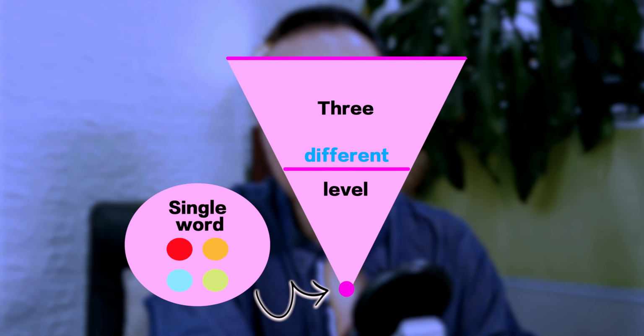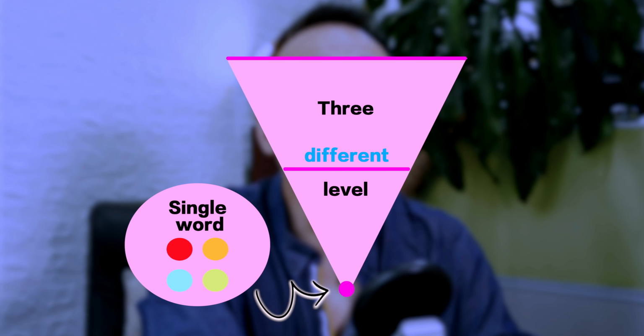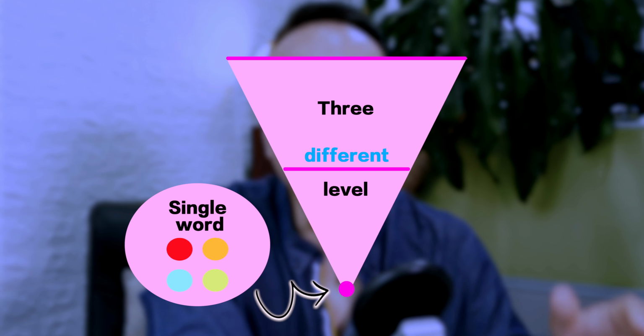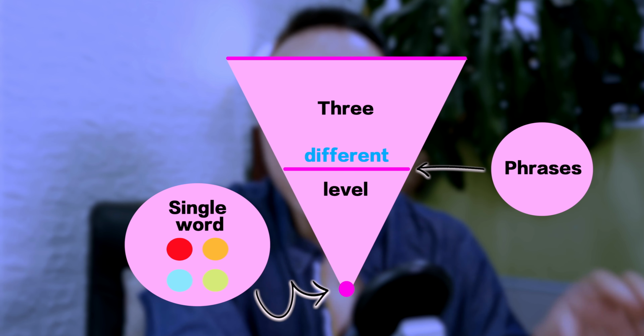At the very bottom of the triangle, these 4 elements are in the form of a single word. And then we move on to the middle of the triangle. These 4 elements are in the form of a phrase. A phrase is more than one word. However, they are less than a sentence. Some of the people call this a clause. Names are not very important, but the most important idea is that these groups of words function in different colors.